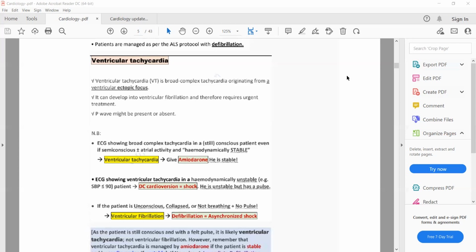So if the pulse is present, then it is mostly ventricular tachycardia. And if the pulse is not present, then it is most likely ventricular fibrillation. And we can confirm this by doing an ECG. If ECG shows broad complexes, then it is ventricular tachycardia. And if ECG shows irregular waves, then it is ventricular fibrillation.